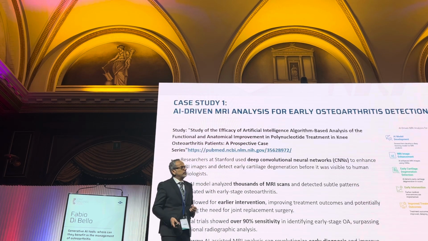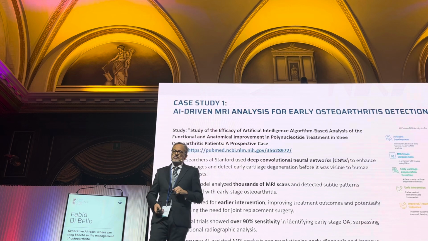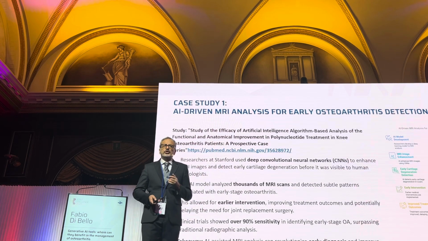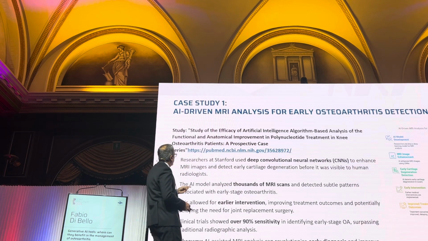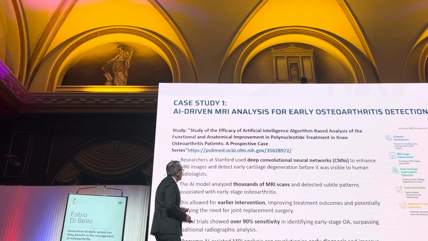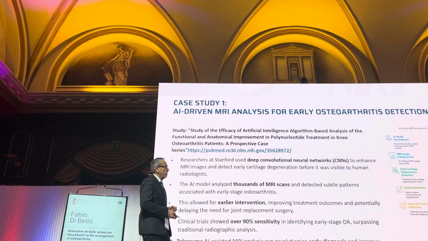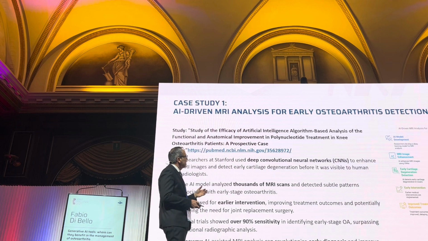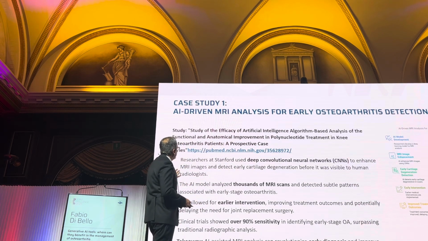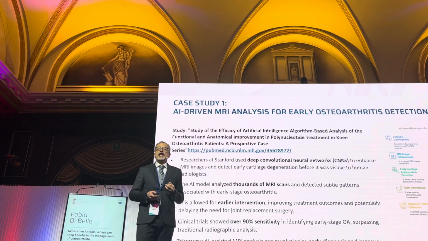But let's come to some concrete examples. So I chose 4 examples to show you what, in practice, AI can do. Let's start with this one here. That's a study published by the way, I provided the link to PubMed if you want to have access to the full text. But basically, that's a study that regards the use of AI-driven MRI analysis for early osteoarthritis detection.